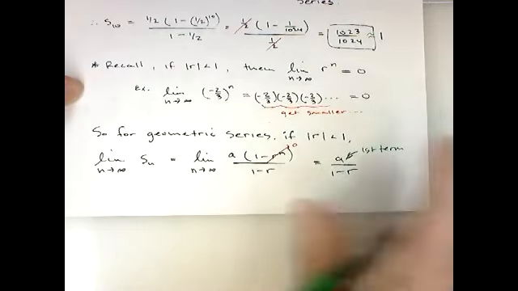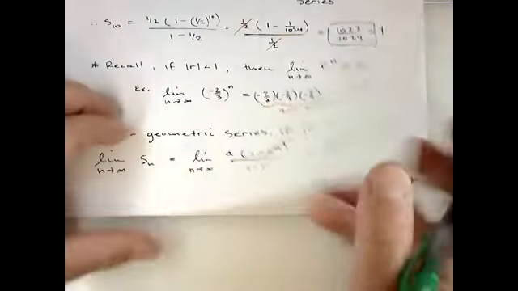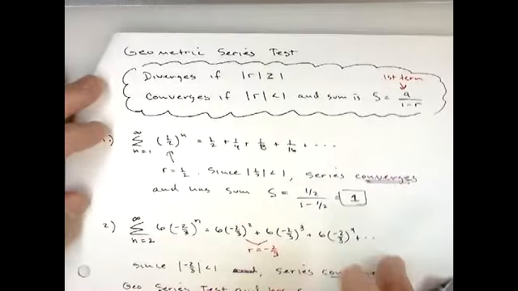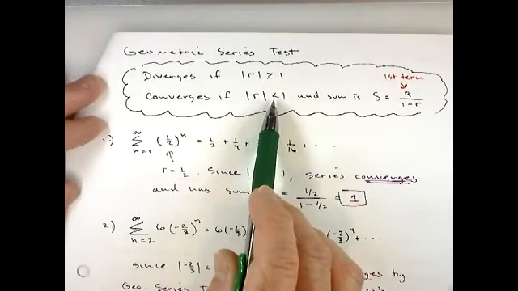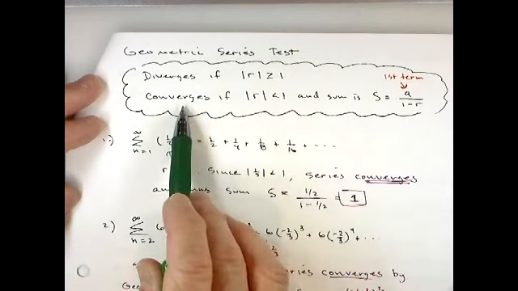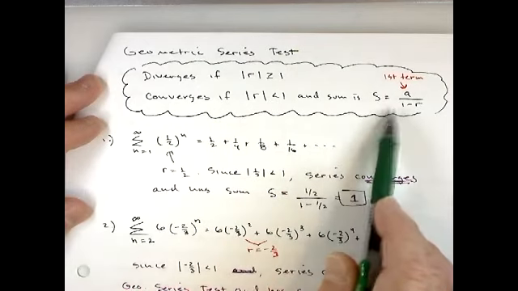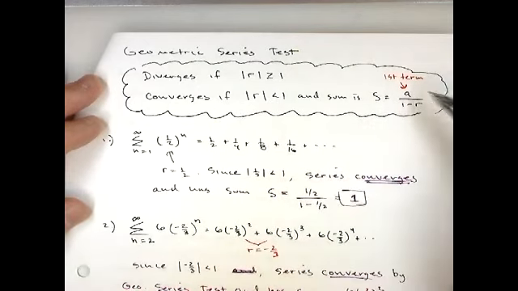So what does that tell me? That tells me the sum is a number, which means the series would have to converge. And so this leads us to the geometric series test. If the absolute value of r in a geometric series is less than 1, then we know it converges, and we actually know the sum, what was on the previous page, would be a over 1 minus r, the first term over 1 minus r.